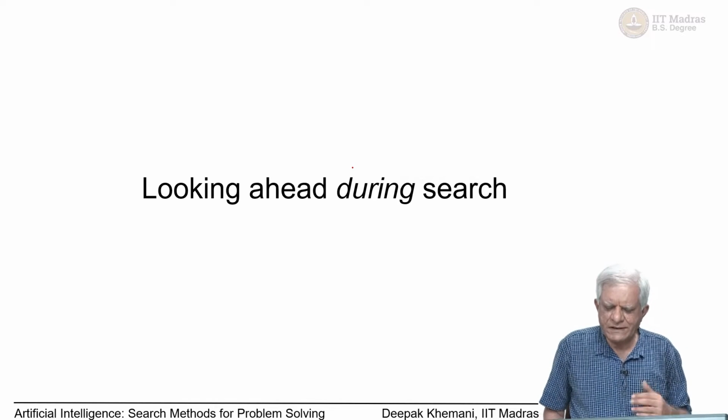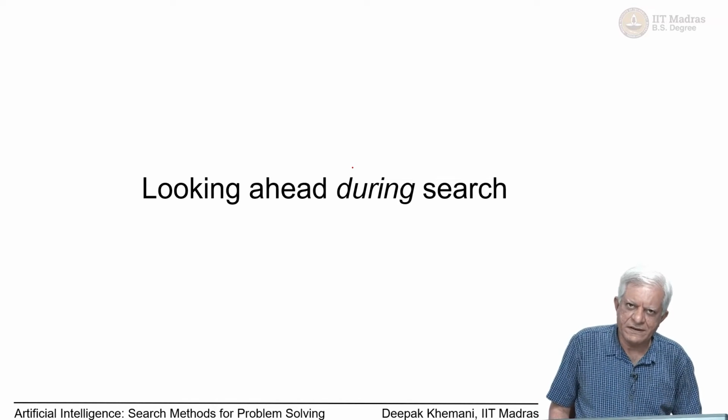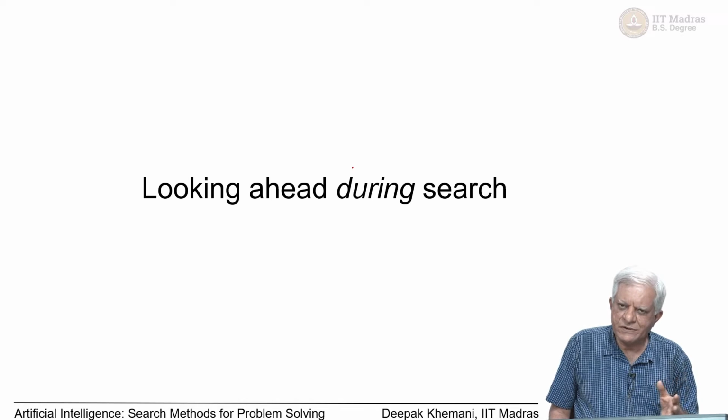Okay, so we have looked at the backtracking algorithm, which essentially does depth first search as we have seen, and we have also looked at consistency enforcement algorithms like AC3, which take the problem that is given to you and pre-process it to remove domain values so that the search space will become smaller.